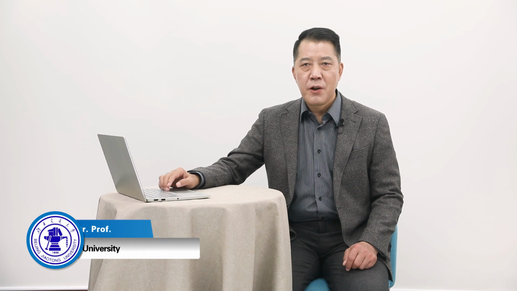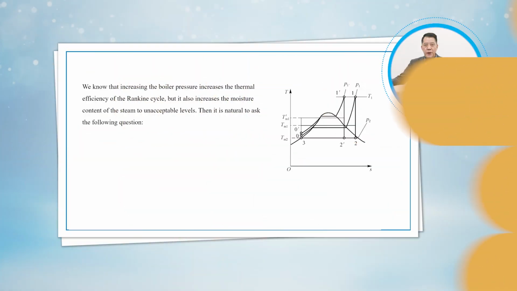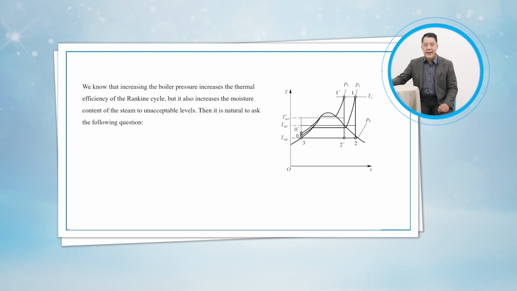The topic of this task is about the ideal reheat Rankine cycle. We noted in Project 11.4 that increasing the boiler pressure increases the thermal efficiency of the Rankine cycle, but it also increases the moisture content of the steam to unacceptable levels, as shown in Figure 11.7.